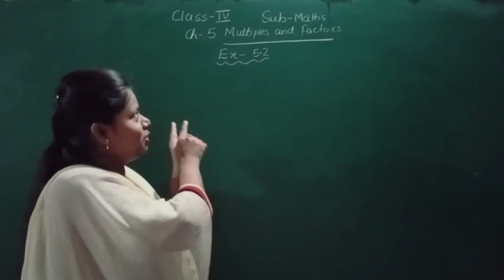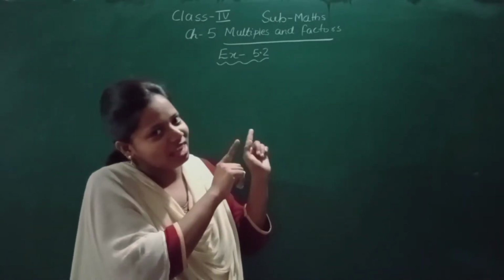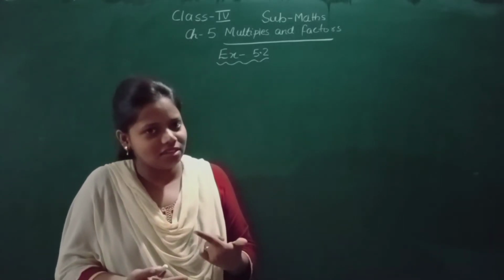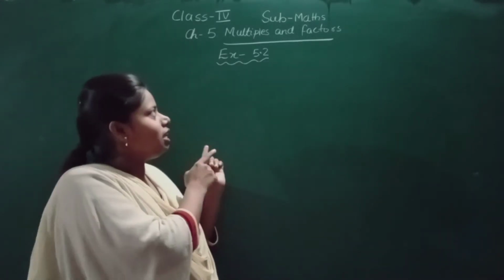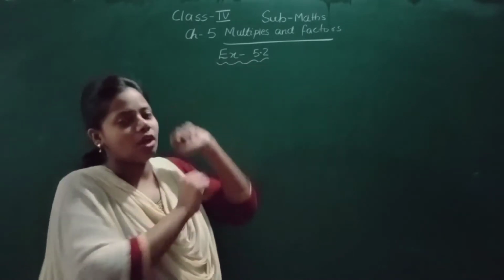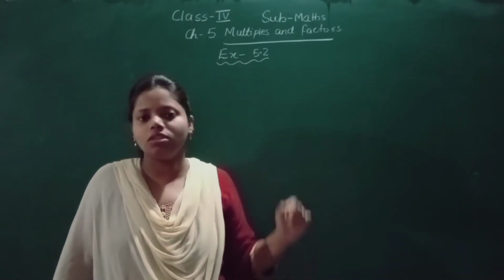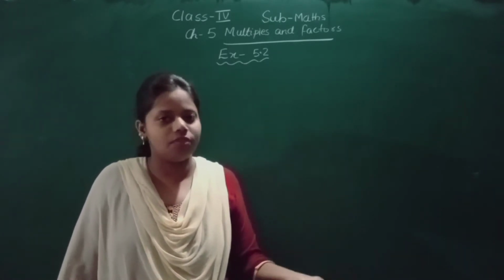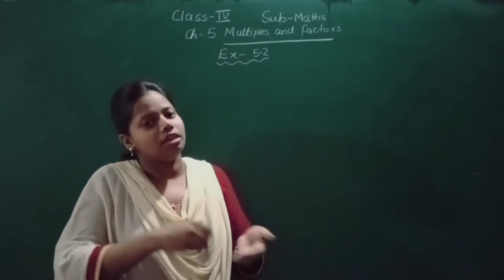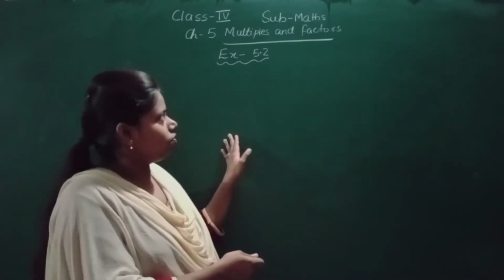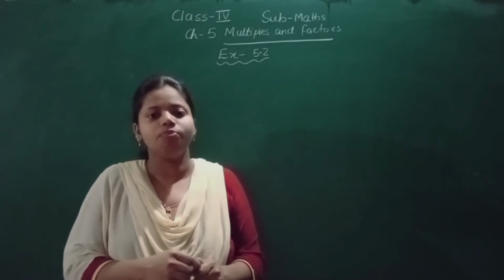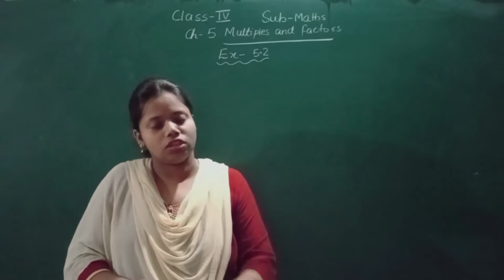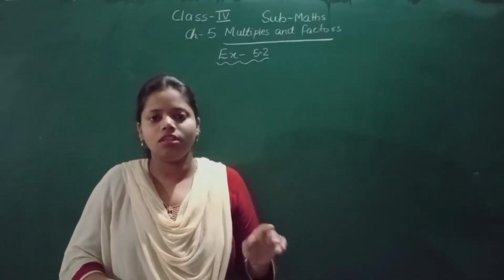As you know, I am teaching you chapter number 5, multiples and factors, and I have explained what multiples are and what factors are. In my previous online class I taught you exercise 5.2, and I did just 2 questions after explaining the factors, question 1 and 2. So today I will do the remaining questions of this exercise 5.2: question number 3, 4 and 5. Three questions are left.